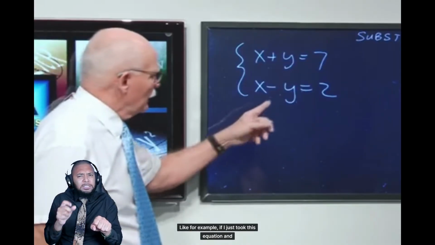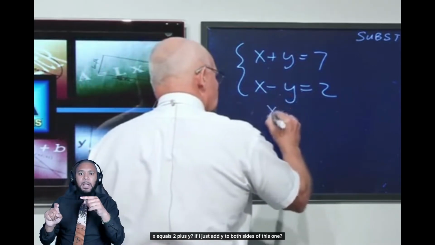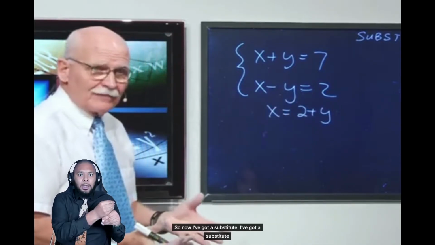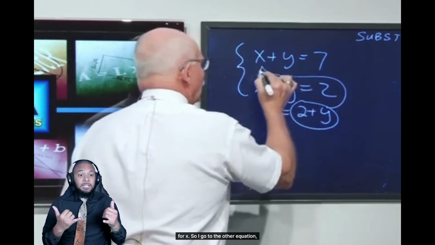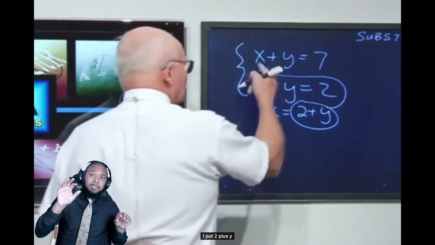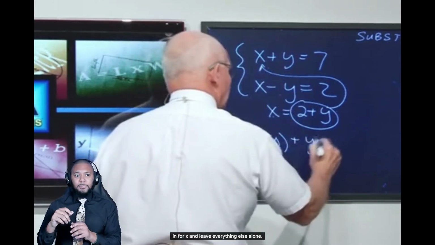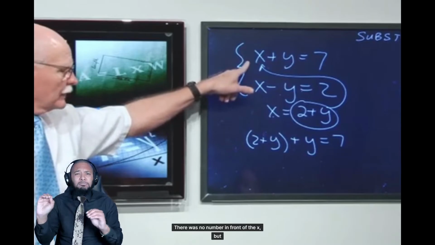Like, for example, if I just took this equation and added y to both sides, wouldn't it say x equals 2 plus y, if I just add y to both sides of this one. So now I've got a substitute. I've got a substitute for x. So I go to the other equation, and I put that substitute in. I put 2 plus y in for x and leave everything else alone. Now in this particular example, the parentheses are not important because there's no number out in front to distribute. There was no number in front of the x.